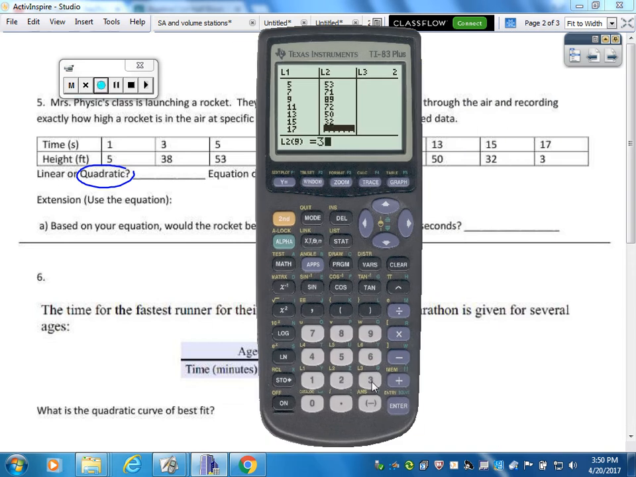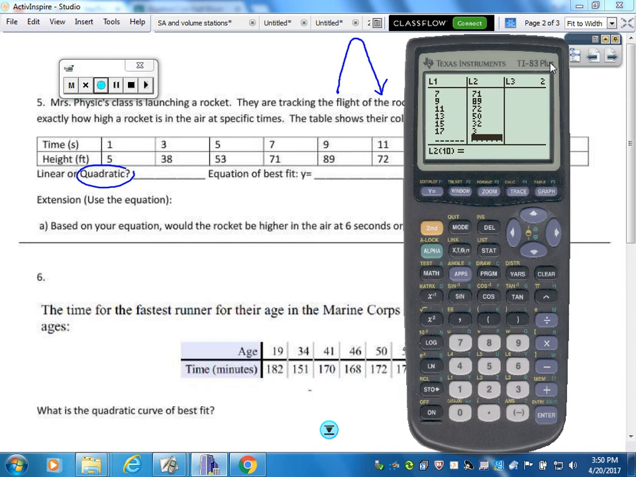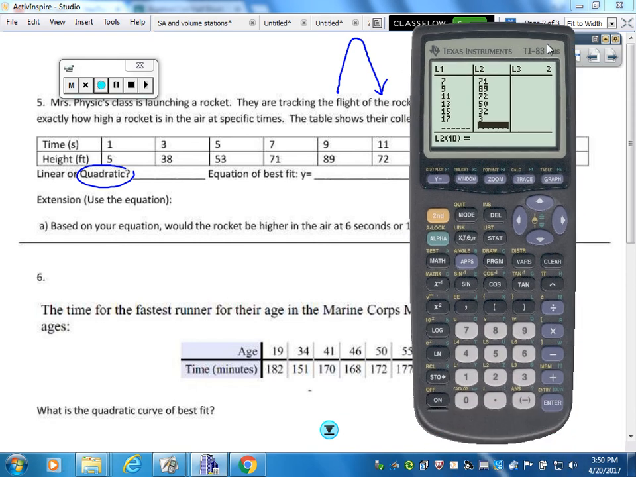Okay. So this rocket's going up in the air and then falling back to the earth. So let's go ahead and find our curve of best fit. So now that you got your data entered, hit the stat button again. So right here, go over this time to calc. So right here is where we're heading. So you get there with this arrow.